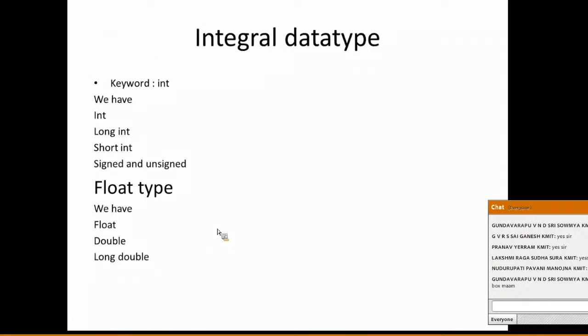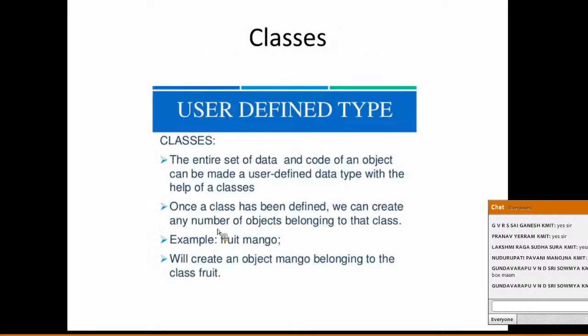Now, what are the different data types that exist? Integer data, float data, everything I've written over there. We have int, long int, short int, signed, unsigned. Already I've explained that. Now the second type is the user defined type. We have already seen the concept of a class. What is a class? All that, with an example program, I've already clearly told you.